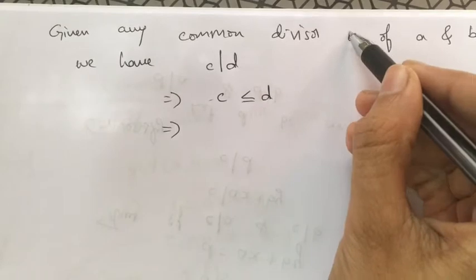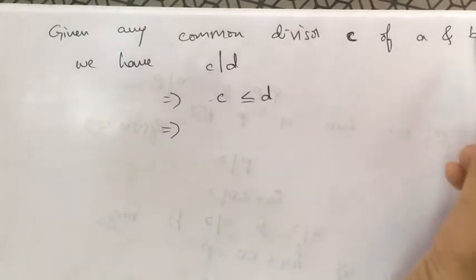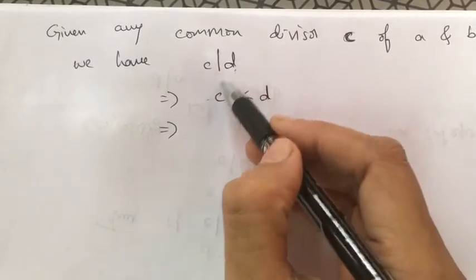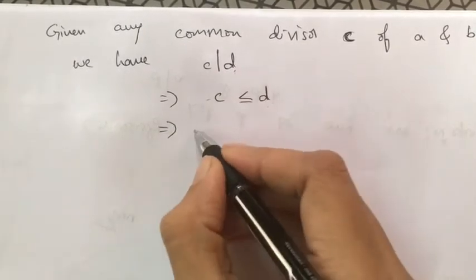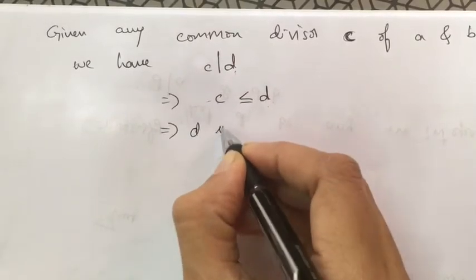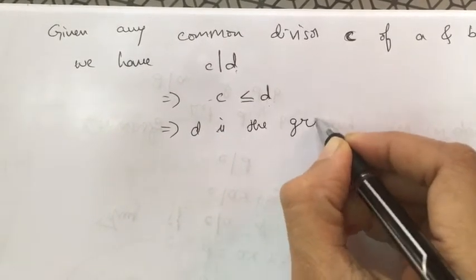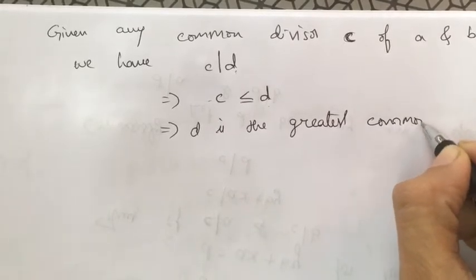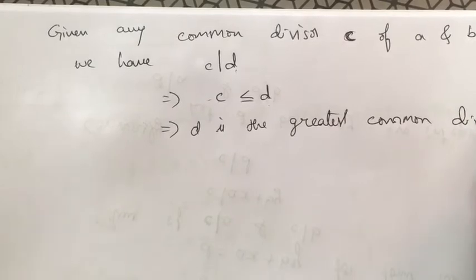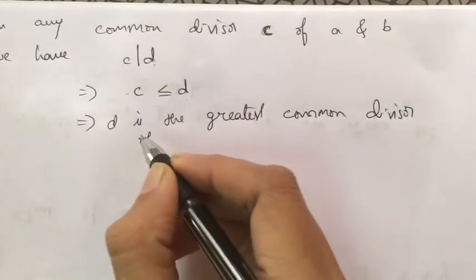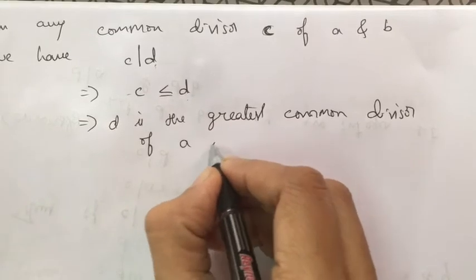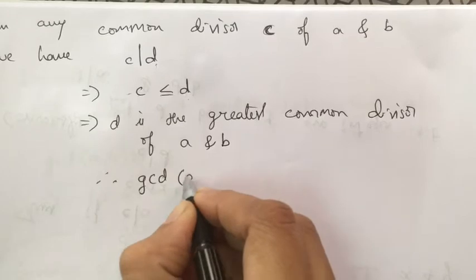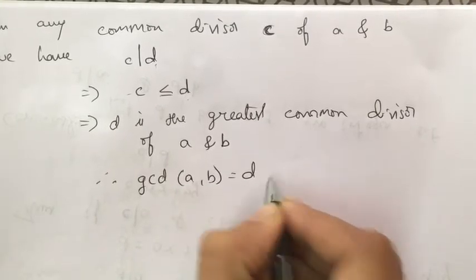See, I am taking any arbitrary common divisor of a and b, and that common divisor divides d, therefore c must be less than or equal to d. It implies d is the greatest common divisor of a and b. That is same as writing GCD of a and b is equal to d.